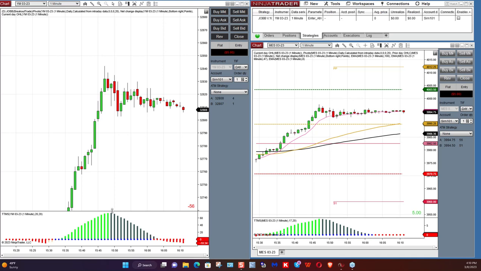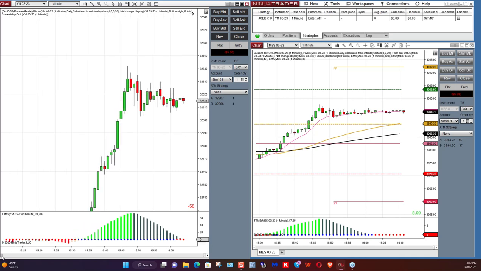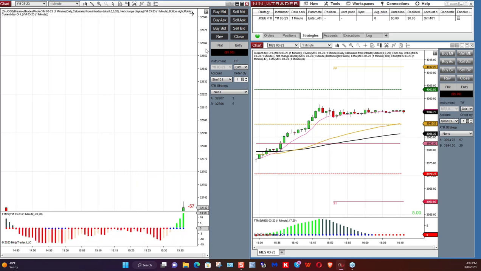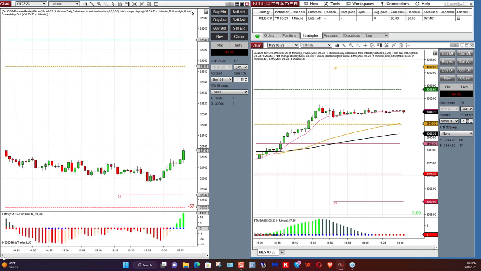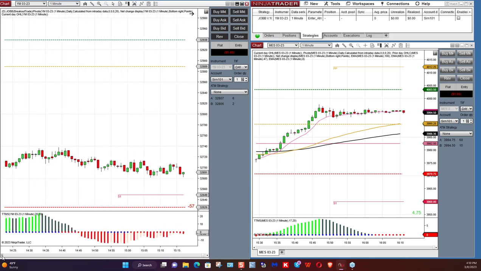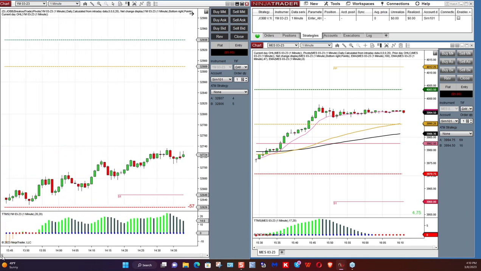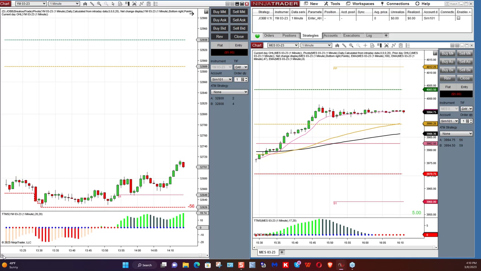But there's another way you can use the squeeze. If we look at price, I just want to find a good example of it. A lot of times you'll be in a short, right? For instance, you might be in a short trade, a trade to the downside.